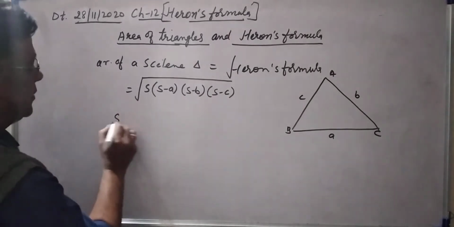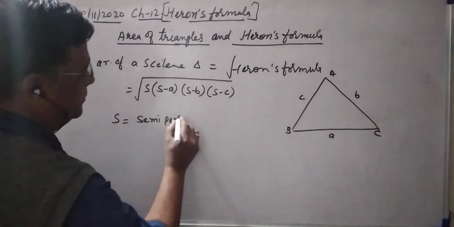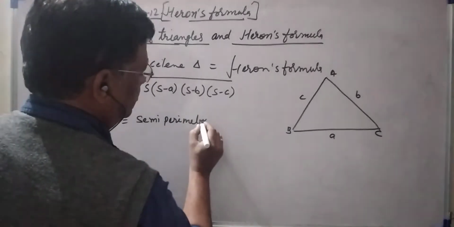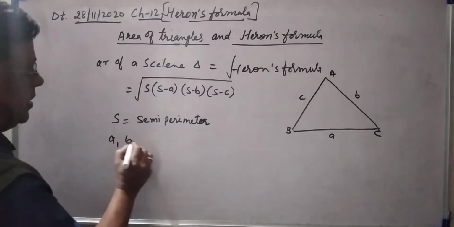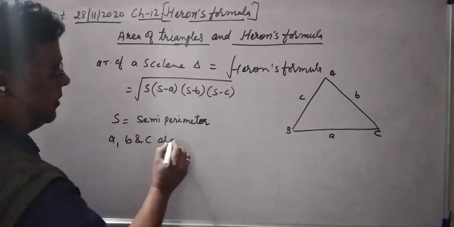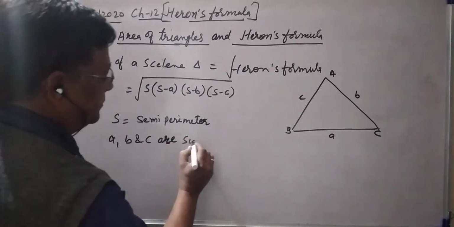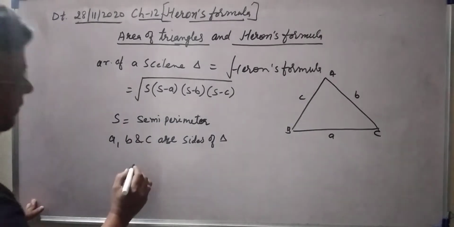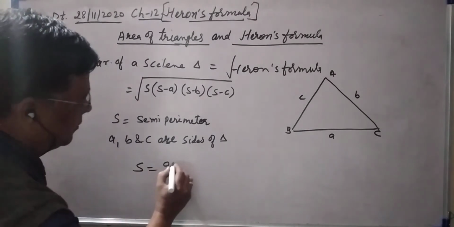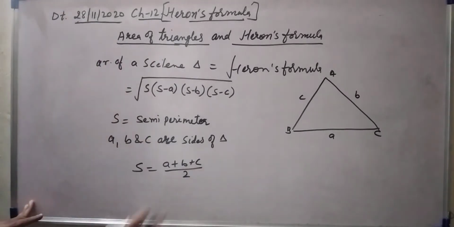Here S stands for semi-perimeter, and A, B and C are the sides of the triangle. You can find the semi-perimeter, that is the sum of all three sides of a triangle divided by 2. This way you can use Heron's formula.